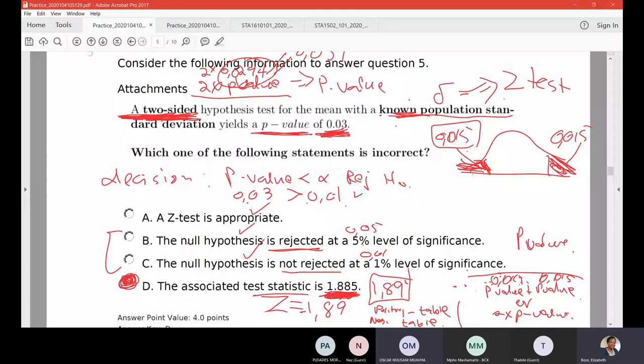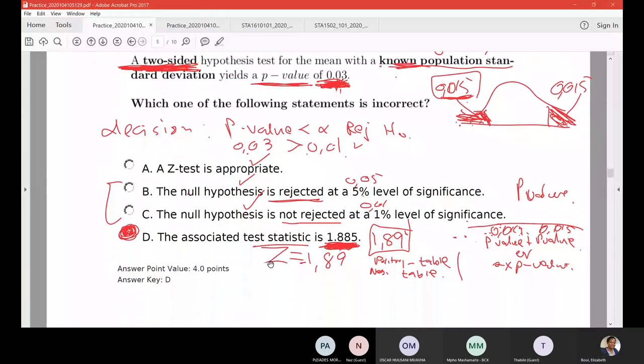Because you wouldn't know that it should be 0.015, because you would have said, oh, but the answer I find on the table is 0.094. Therefore, the p-value is 0.03, because you would have rounded it off and it will give you the same answer, which is not correct. So two-sided, this 0.03 is made up of the two sides, which each side, they are equal.